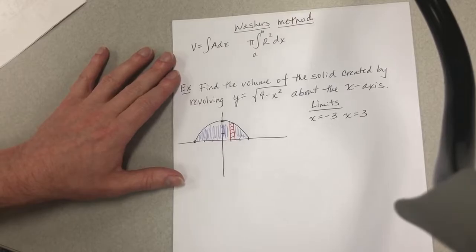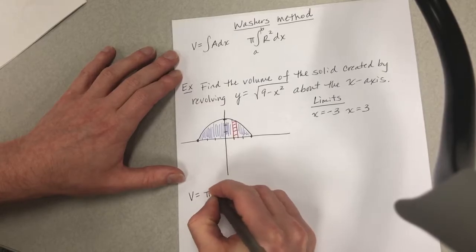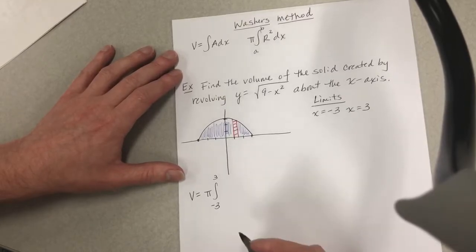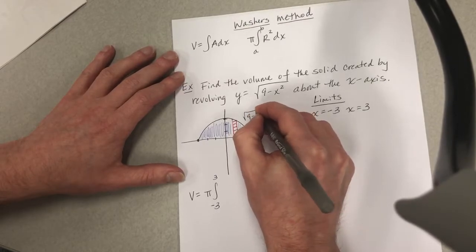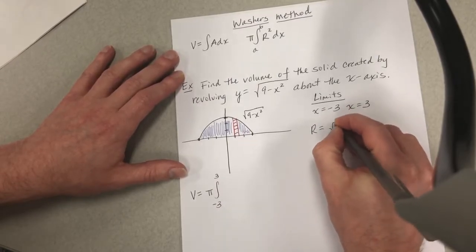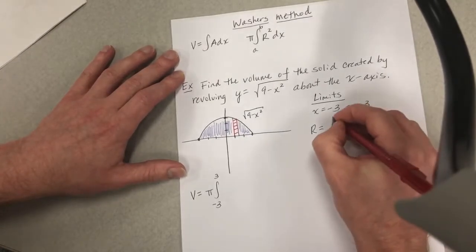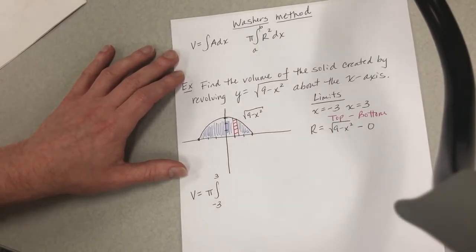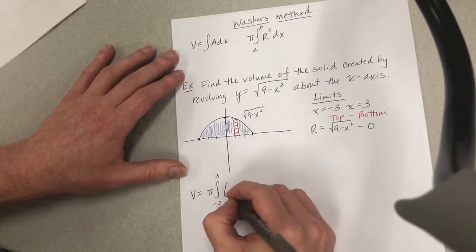Now, we're still going to use the same concept of top curve minus bottom curve. So when we go to do the volume, it's pi times the integral from -3 to 3 of your top curve minus bottom curve, which is going to be your r. Okay, so my top curve is square root of 9 minus x squared, right? And my bottom curve in this case is going to be 0. So this is your top curve minus your bottom curve. Okay, so square root of 9 minus x squared minus 0 is just square root of 9 minus x squared.